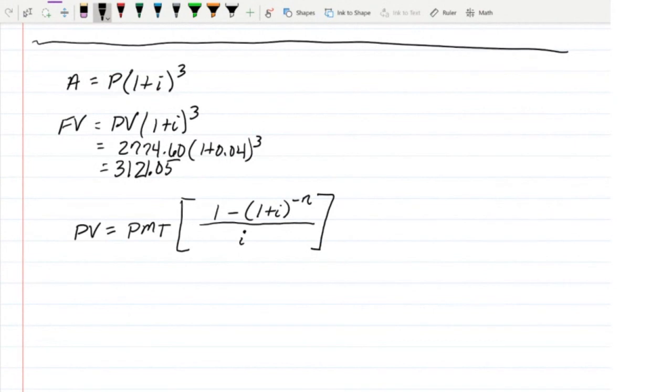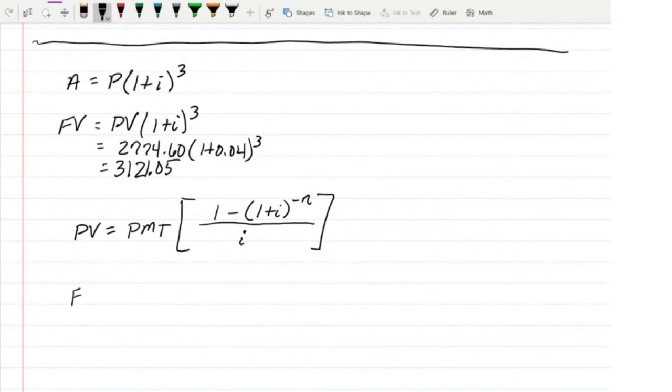And the way I think about it is this. This set of parentheses to the negative n power is a number smaller than 1. So that's why it has to be 1 minus parentheses, because it's 1 minus something smaller than 1. If I did it the other way around, parentheses to the negative n power minus 1, it would give me a negative number. That's not what I'm looking for. Okay?